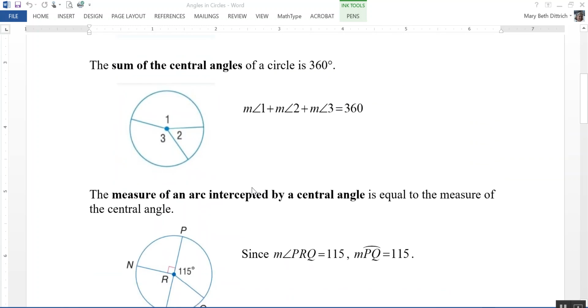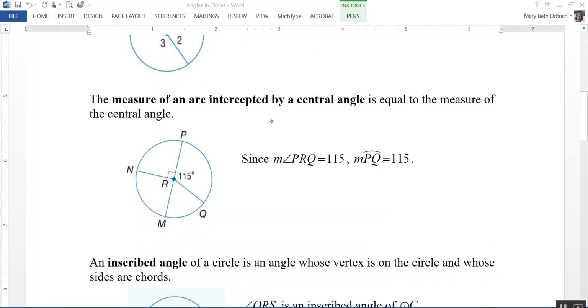The sum of the central angles of a circle is 360 degrees. So here we have three central angles, angle 1, angle 2, and angle 3, and the measures of those three angles added together is equal to 360 degrees.